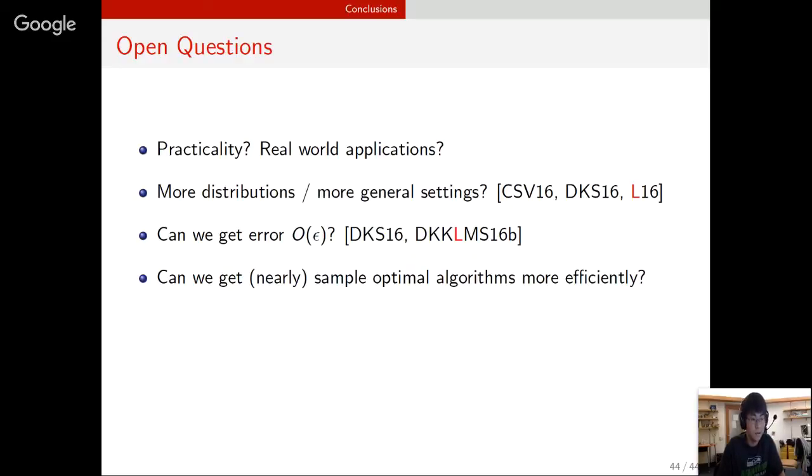And finally, we have these two algorithms, which are like the filter and convex program. One is fast, but takes more samples, and one is slow, but is very careful with the samples. Can we somehow combine them and get something which is fast and sample optimal at the same time? Okay, that's it. Are there any questions?